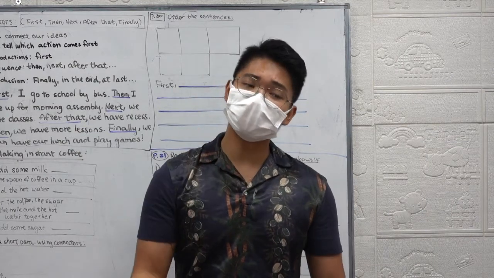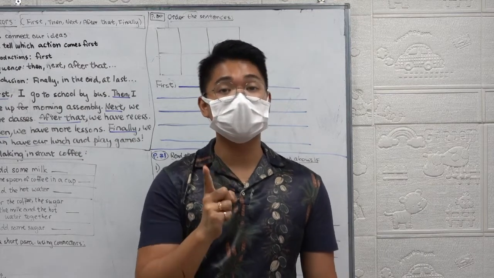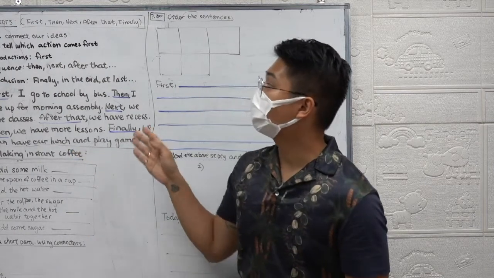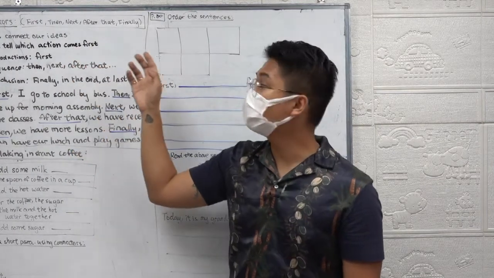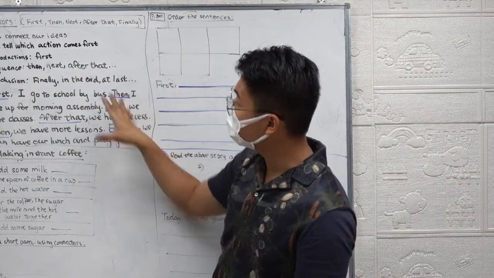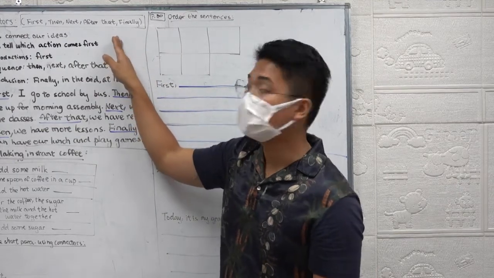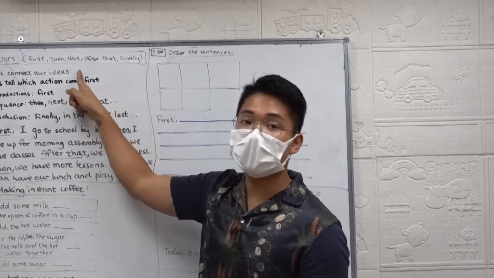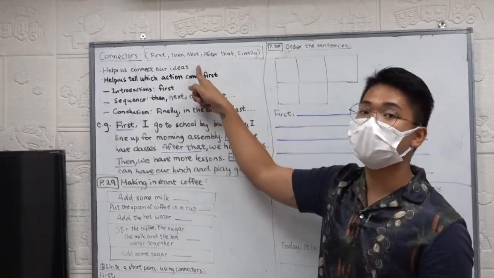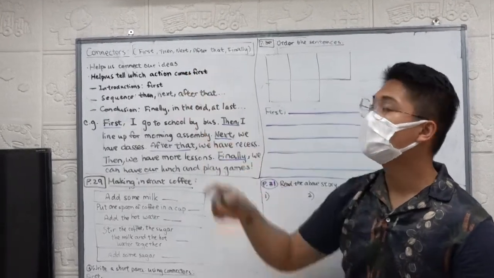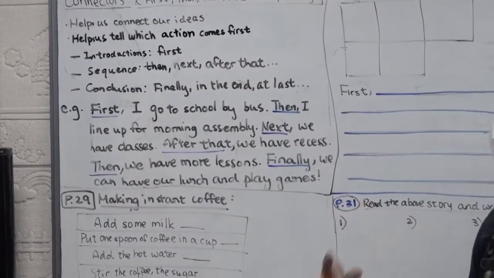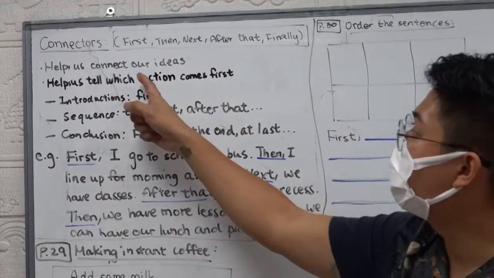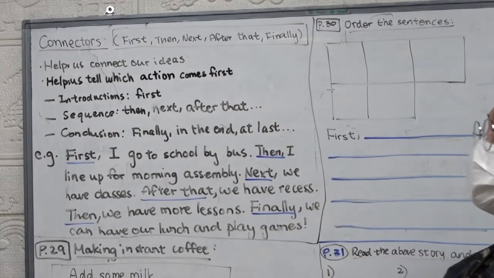Now, what happens if we have more than 5 actions? Good question. I will show it to you on the whiteboard, okay? So again, on the whiteboard, let's turn our attention to this part. So what are connectors, okay? Connectors are words to help us connect our ideas. Connect means put things together, okay? Not exactly into one big sentence, but to connect them in different sentences, okay?